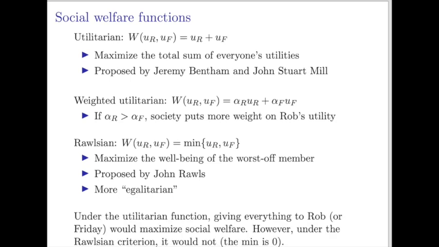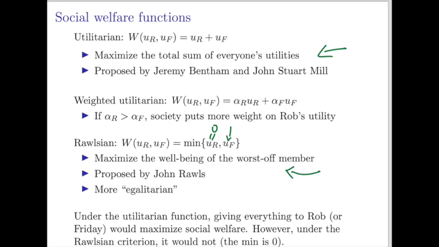Now, under the first of these utility social welfare functions, giving everything to one person and nothing to the other person would be utilitarian. It would maximize social welfare under the utilitarian criterion. However, it would actually be the worst thing you could do under the Rawlsian criterion, because if we give everything to Friday, for example, then Rob's utility would be zero. So the minimum of the two would be zero. So this is the worst you could do. You couldn't do any worse than that.